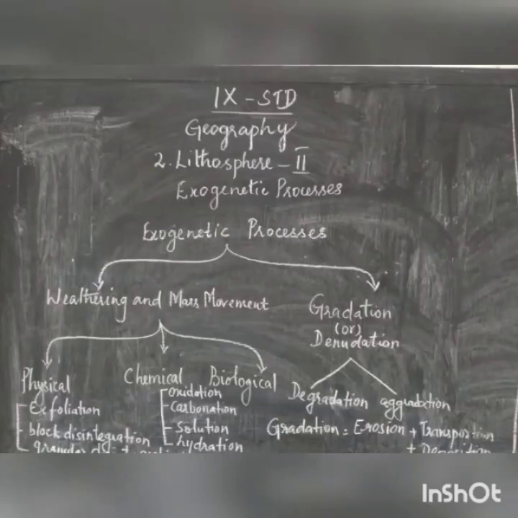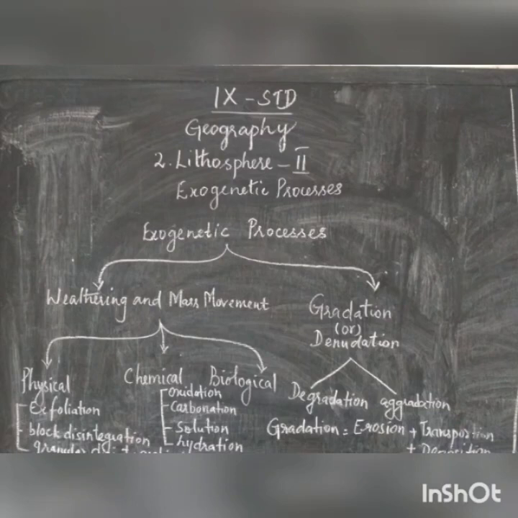Good morning, students. Today we are going to see about lithosphere 2, exogenetic processes. In this lesson, we will see the various external processes of the earth, to study the different types of weathering and the resultant features, to learn how the weathered materials are transported by movement, to study the erosional and depositional landform features associated with rivers, underground water, glaciers, wind and waves. Let us see the introduction.